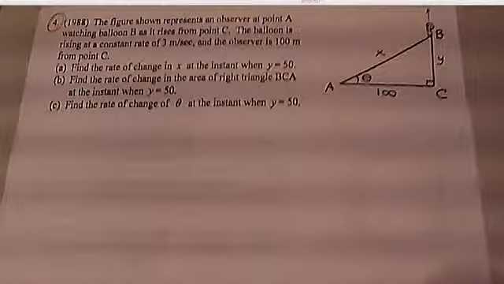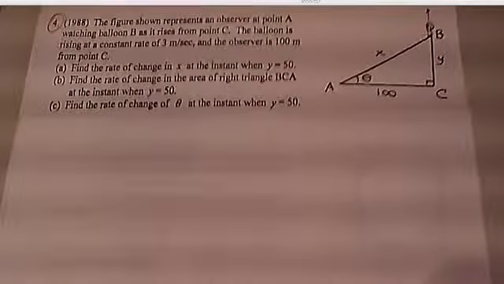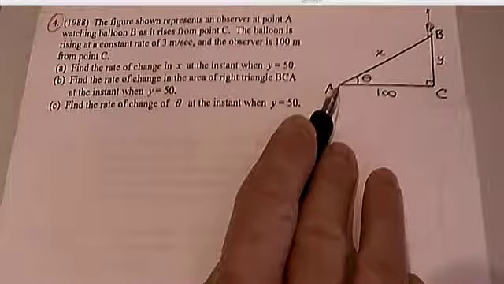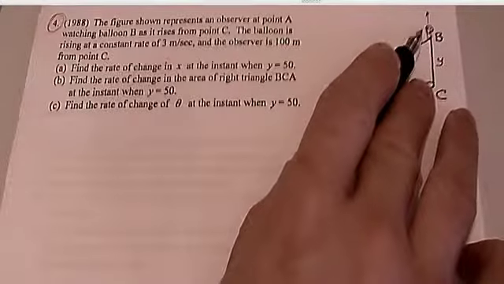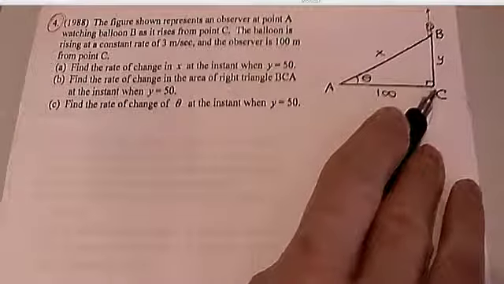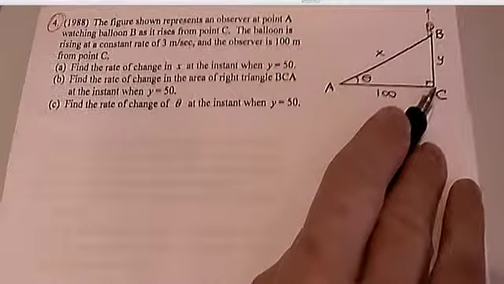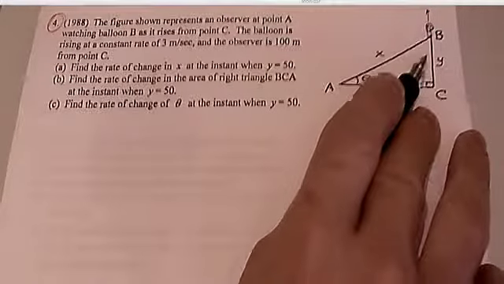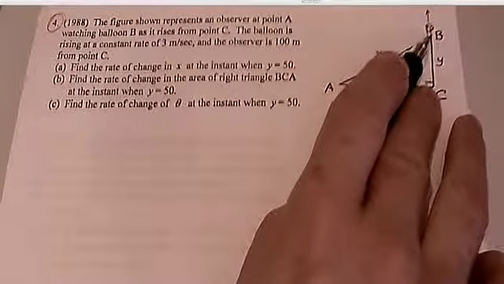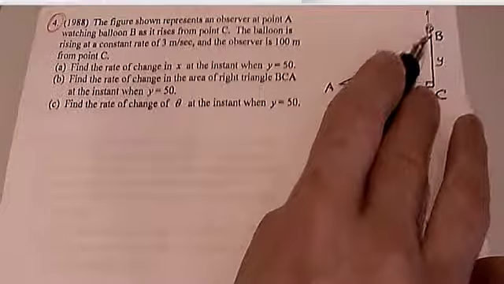It says the figure shown represents an observer at point A, so the observer's here, watching balloon B as it rises from point C. So the balloon started right here, and I'm assuming it's a hot air balloon, and then they just sort of started to light the fire, and the balloon starts to go up, and now it's at point B, okay? Of course, point B is negotiable.